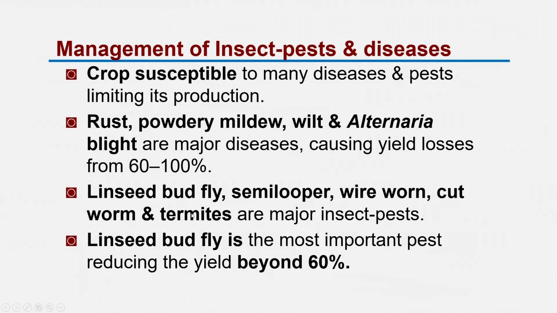Now, management of insect pests and diseases. This is really very important. These are biotic stresses which are caused to the plant, and we need to manage them so that the growth and yield of the crop is not reduced. The crop is of course susceptible to many diseases and pests limiting its production. Rust, powdery mildew and wilt and alternaria blight are major diseases causing yield losses up to 60 or sometimes up to 100%. Linseed bud fly, semilooper, wireworm, cutworm and termites are major insect pests of linseed, and linseed bud fly is the most important pest, reducing the yield beyond 60%.